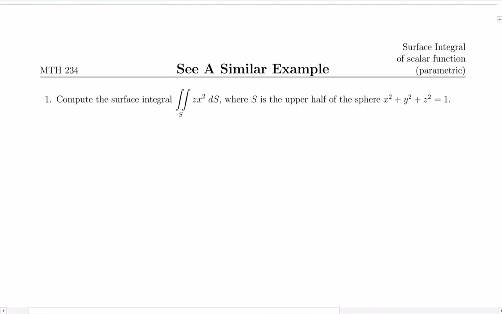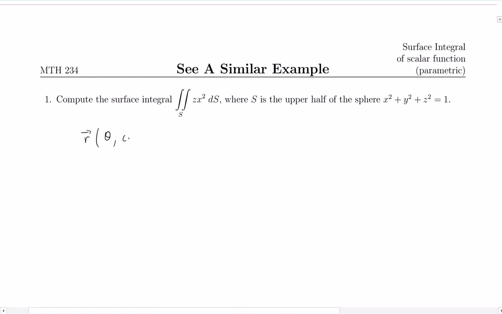In this video, we will compute the surface integral of a scalar function over a surface which is given parametrically. So here the surface is the upper hemisphere, the unit sphere, and it's not parameterized for us, so we need to parameterize it. So one way to parameterize a sphere is using, of course, spherical coordinates.